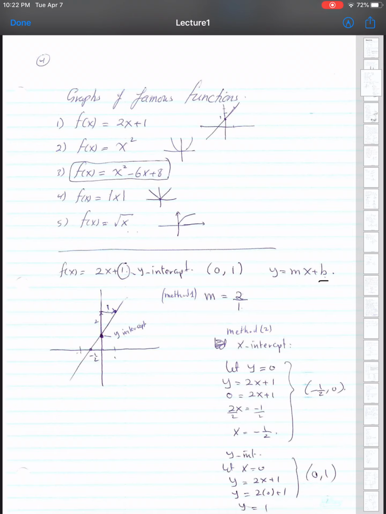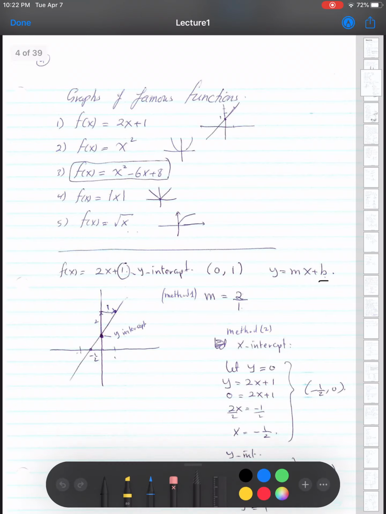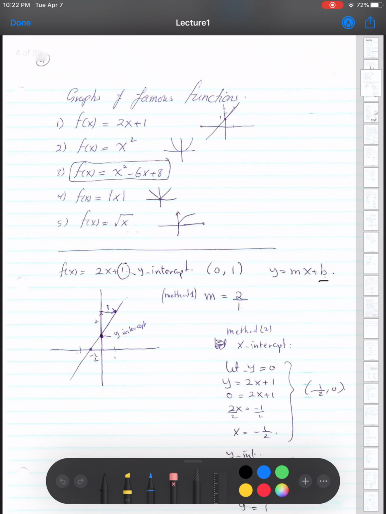So we already know our y-intercept, so we can find our x-intercept. To find the x-intercept, the formula is to set y equal to 0, substitute y equal to 0 and solve for x. So in here we are setting y equal to 0 and solving the equation for x, and we get x equal to negative half. So that's our x-intercept.